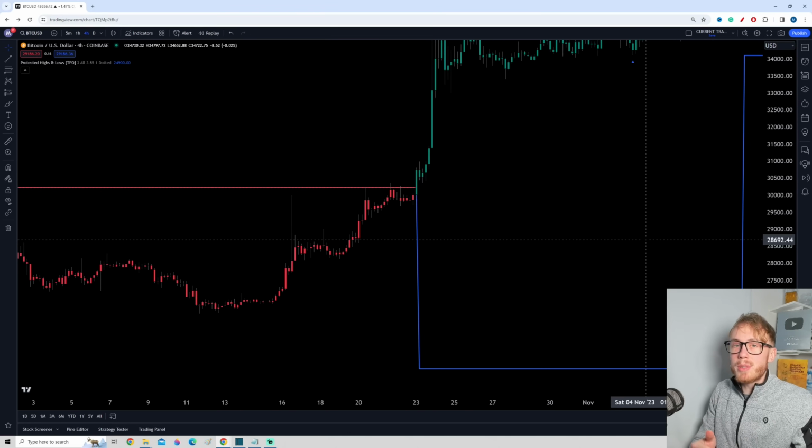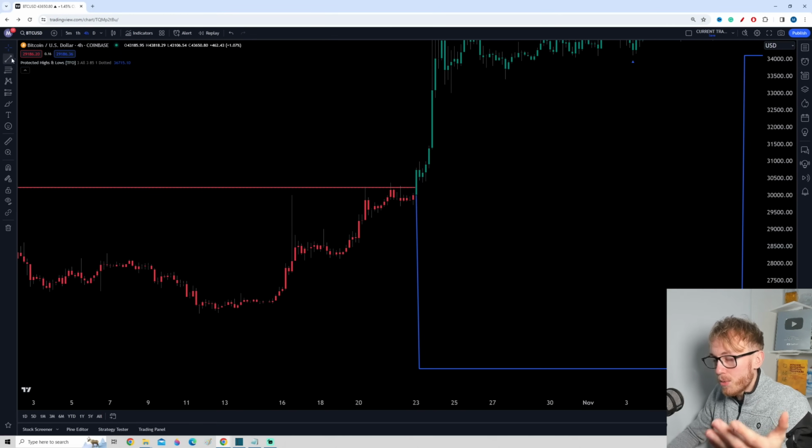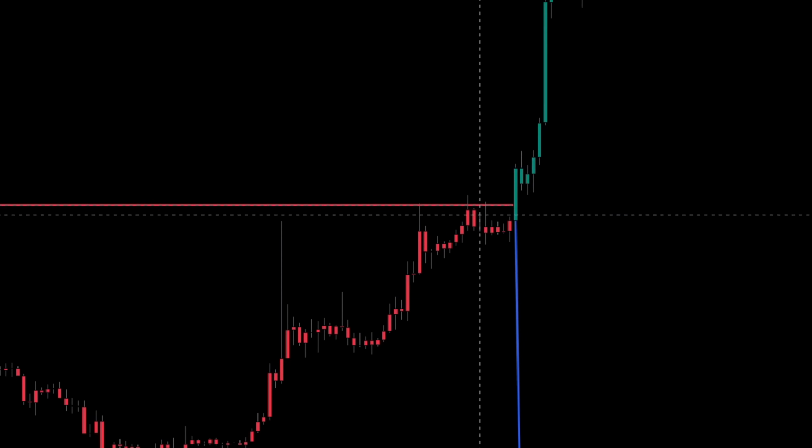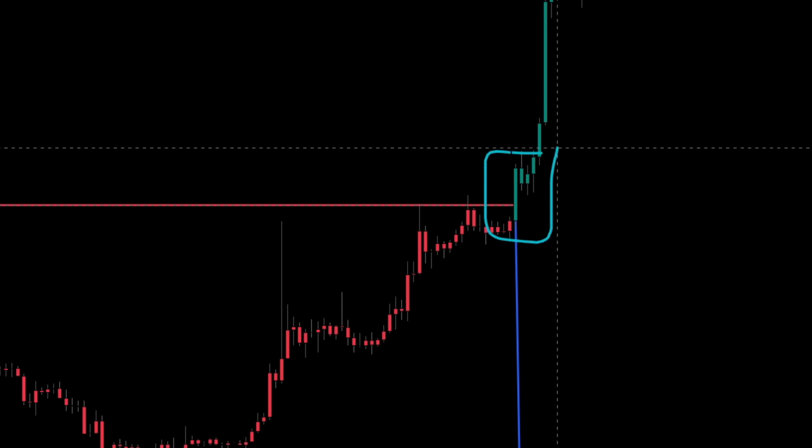So now to the most important part. How do we actually use this indicator, and how does the indicator work? Well, what this indicator basically does is that it finds significant levels as well as where the levels break.